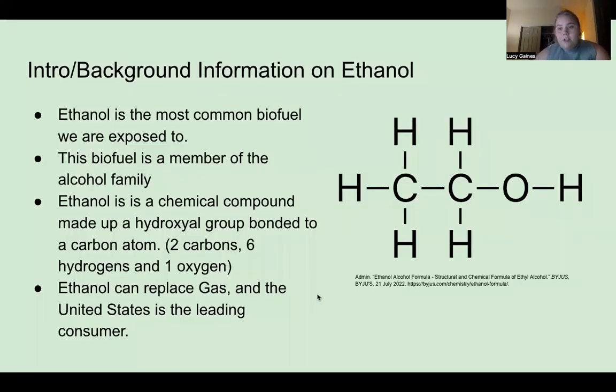Some background information: ethanol is actually the most common biofuel we're exposed to. This biofuel is a member of the alcohol family, and ethanol is a chemical compound made up of a hydroxyl group bonded with a carbon atom. So there's two carbon atoms, six hydrogen atoms, and one oxygen. Ethanol can replace gas, and the United States is leading in consumer numbers.